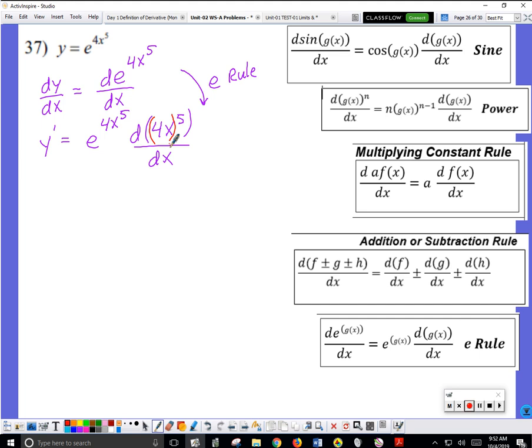So hands up, what rule gets used instead? So what rule gets used instead of the power rule? So Julia? Multiplying constant. So we use the multiplying constant. How many knew it? Point. 2 for Julia. So the next line is going to say y prime equals.